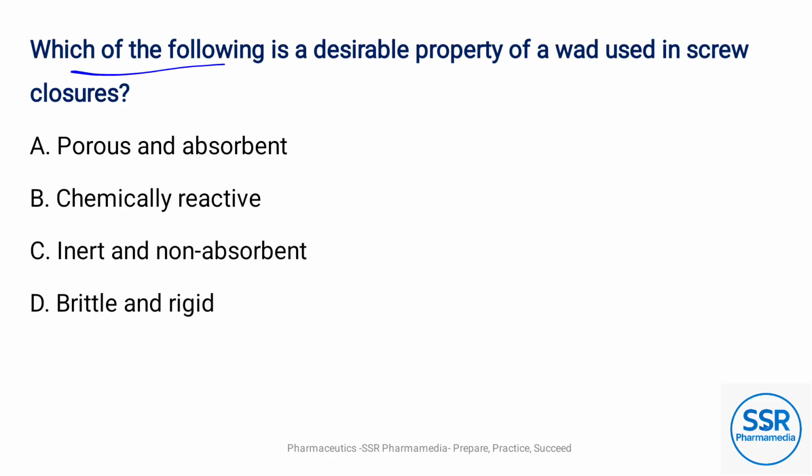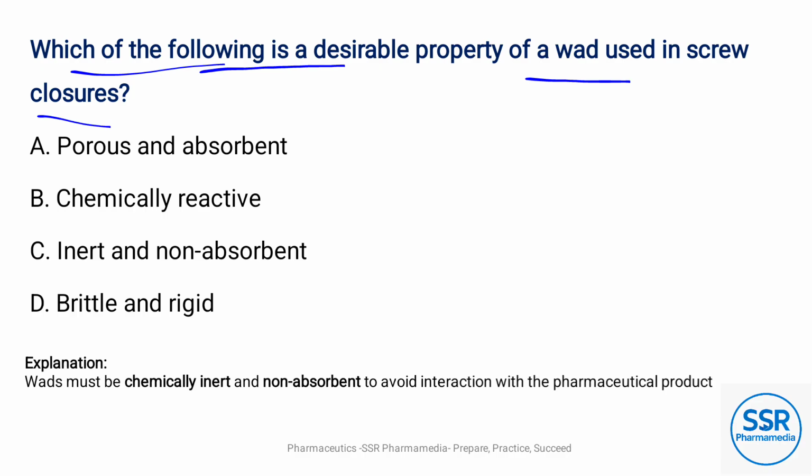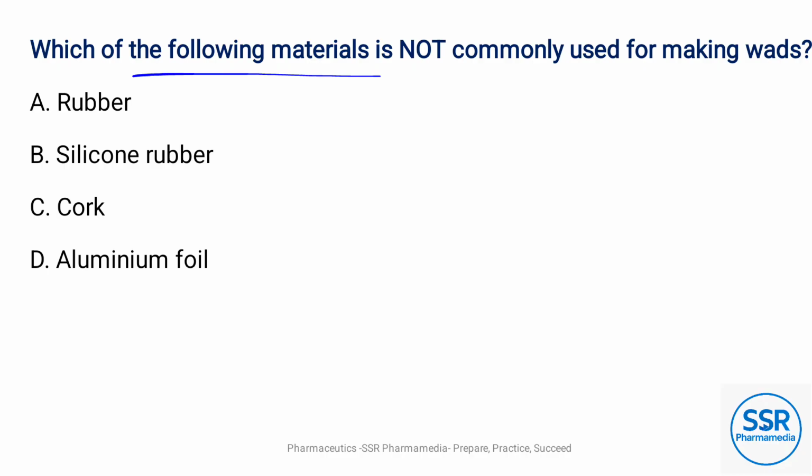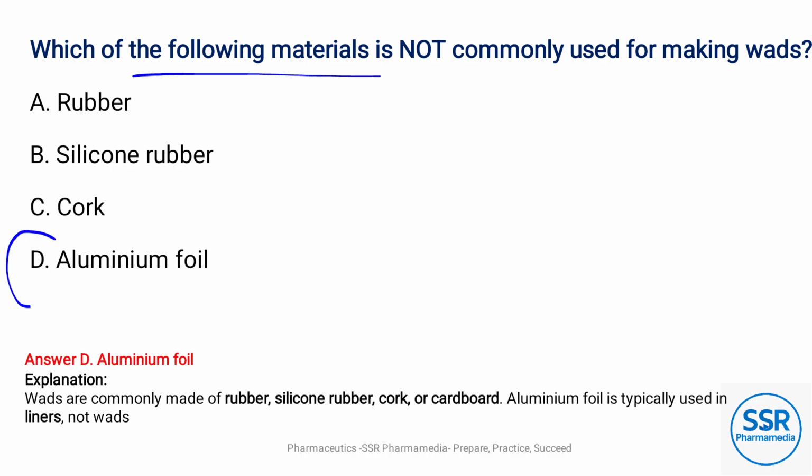Which of the following is a desirable property of a wad used in screw closures? The answer is option C, inert and non-absorbent. The wad must be chemically inert and non-absorbent to avoid interaction with the pharmaceutical product. Which of the following materials is not commonly used for making wads? Option D is the answer, aluminum foil. Wads are commonly made of rubber, silicone rubber, cork and cardboard. Aluminum foil is typically used in inner preparations, not wads.